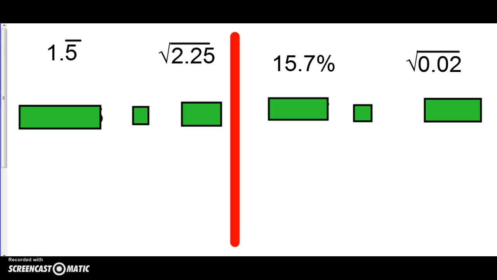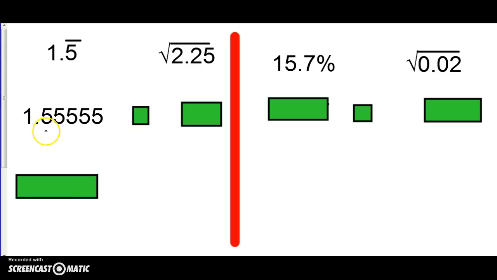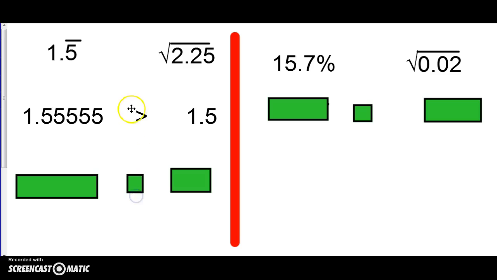A few more examples. The bar above the 5 means it's a repeating decimal. So, one with a repeating 5 in the decimal place. Here, using the calculator, the square root of 2 and 25 hundredths is 1.5. And because we know the next number after this would be a 0, you're comparing a 0 to a 5, and you would say this number is less. So you would use the greater than sign to show that the number on the left is greater because of that 5 in the hundredths place compared to a 0 in the hundredths place.